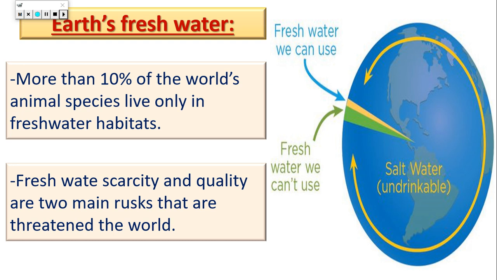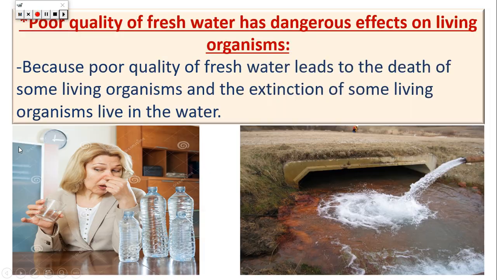So, a small number of the plants and the animals that live in water live in fresh water, but most of the plants and animals that live in water live in what? In salt water, as the amount of salt water is very large on the earth. Poor quality of fresh water has a dangerous effect on the living organisms. If the water is not good enough for the living organisms, it will lead to the extinction and the death of the living organisms inside the water, or the living organisms that drink from this water.